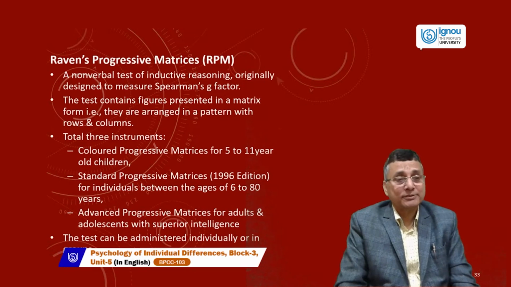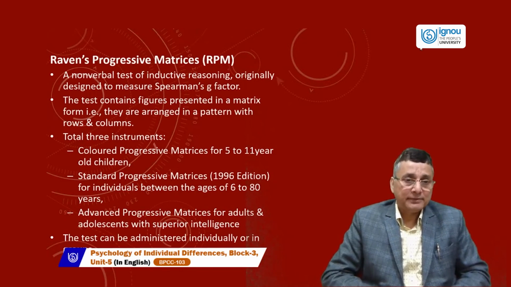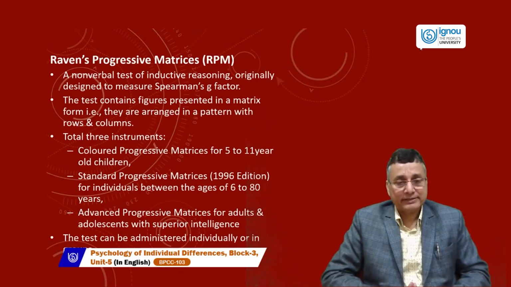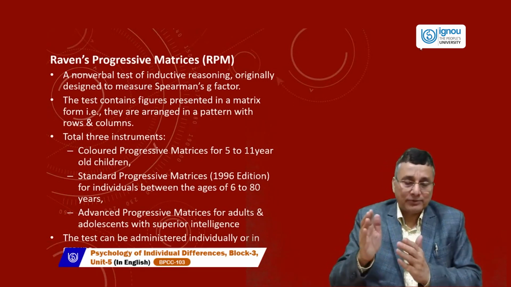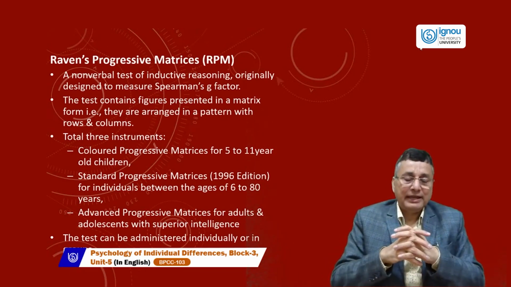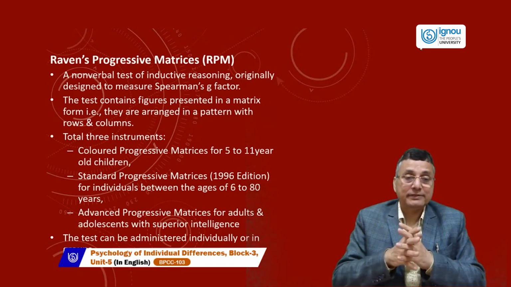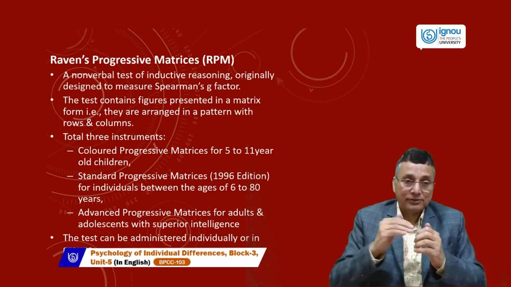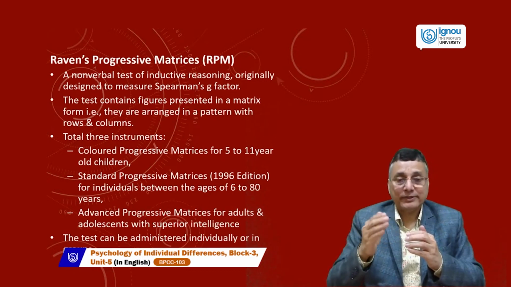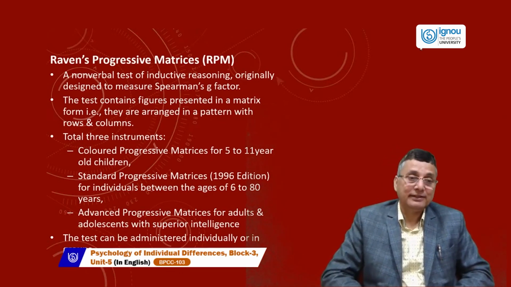Another type of Raven's progressive matrices is called standard progressive matrices, 1996, for individuals between the ages of 6 to 80 years. In standard progressive matrices, there are five sets of 12 items each, so a total of 60 items, and these are not colorful items. As I told you, set 5 is the most difficult one, and set 1 is less difficult. As you go ahead, the designs become more complicated and it becomes difficult to find the correct one. So it needs lots of reasoning and intelligence.